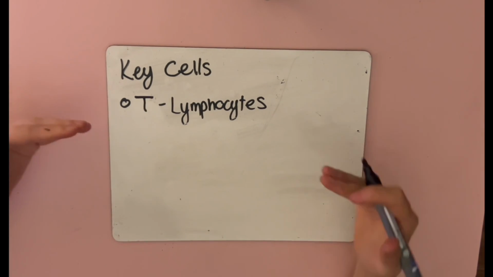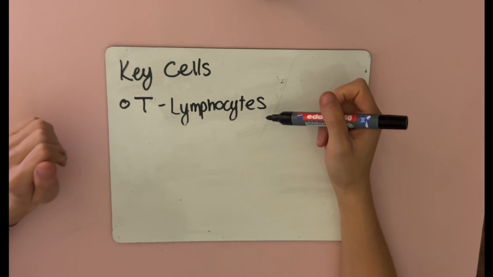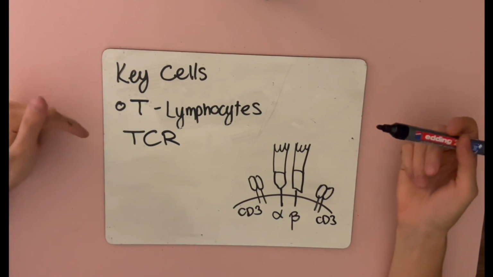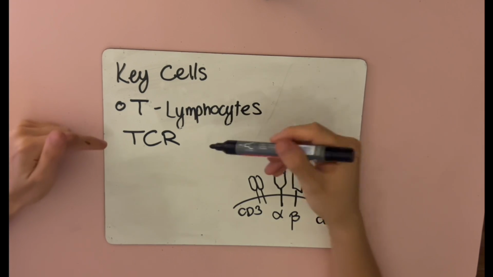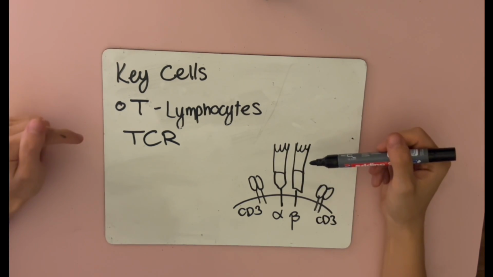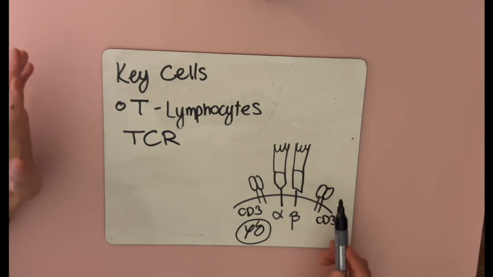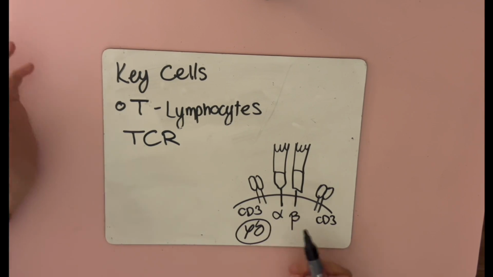Let's talk about T lymphocytes. These are central players of cell-mediated immunity. So each T cell expresses a T cell receptor, similarly to the B cell receptors. The receptor is a heterodimer made of an alpha and a beta chain. And in some cases, it would be a gamma delta chain, which is a smaller subset.